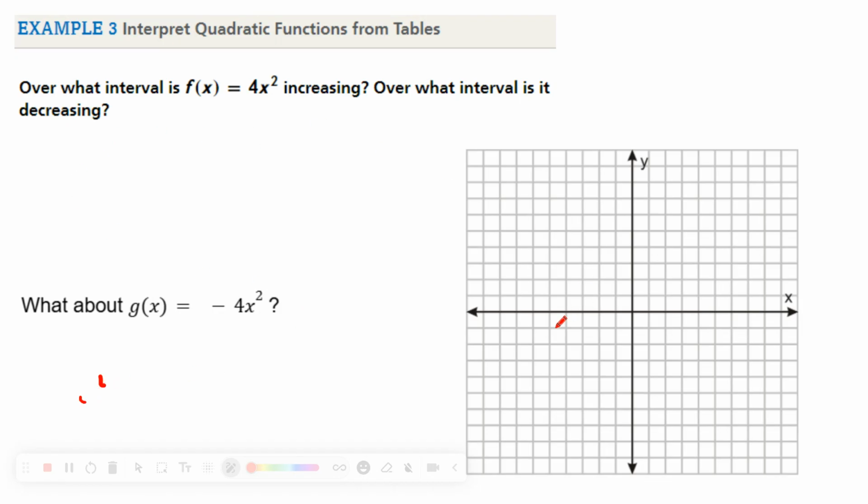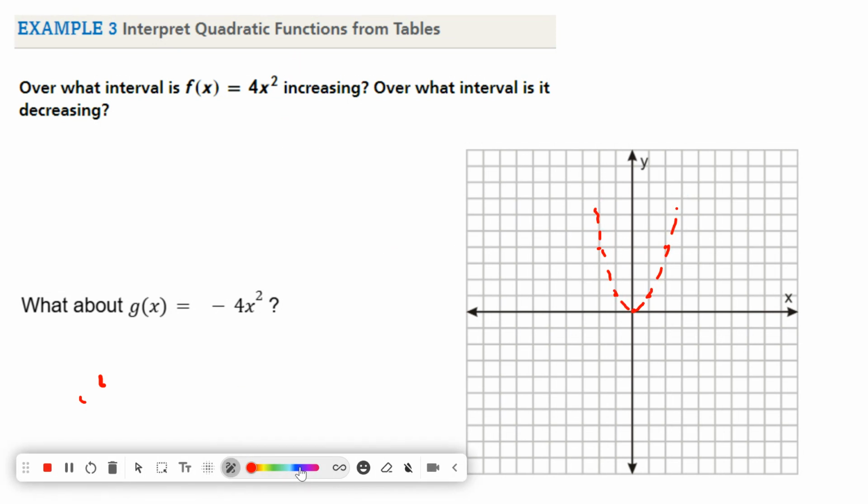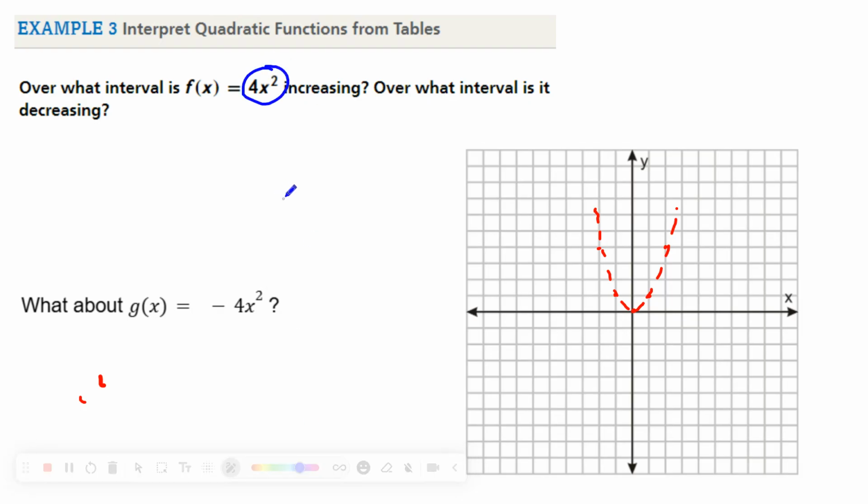Okay, so I always like to start with the parent function. So 0, 0, 1, 1, 2, 4. Negative 1, 1, negative 2, 4. So this is my parent function. I'm going to dot it. Okay. So this is f of x equals 4x squared, right? Your a value is 4, which means you're going to open up and be narrower. Narrow.